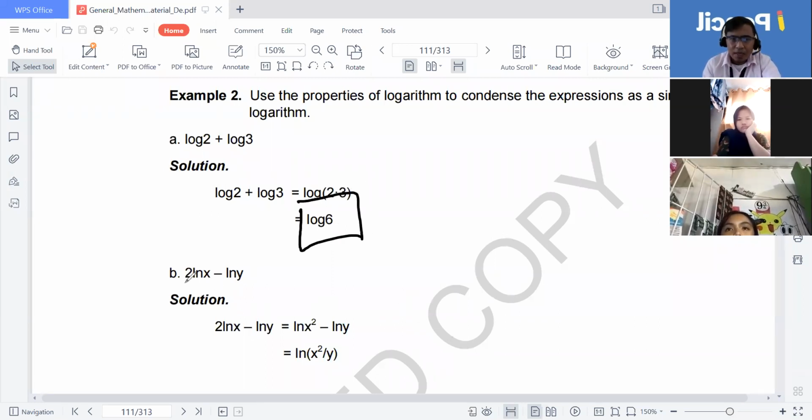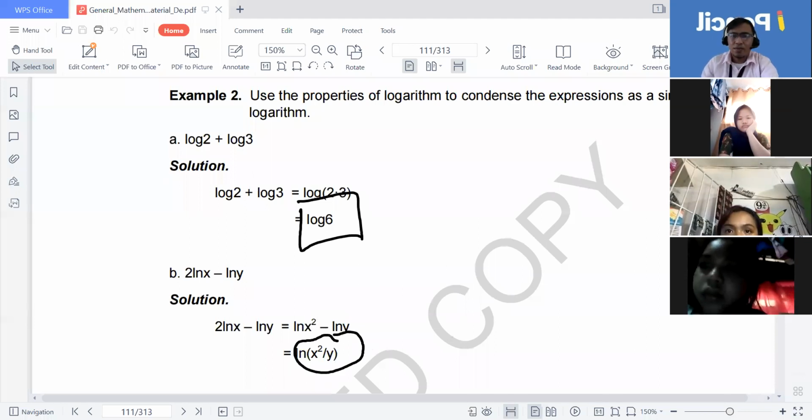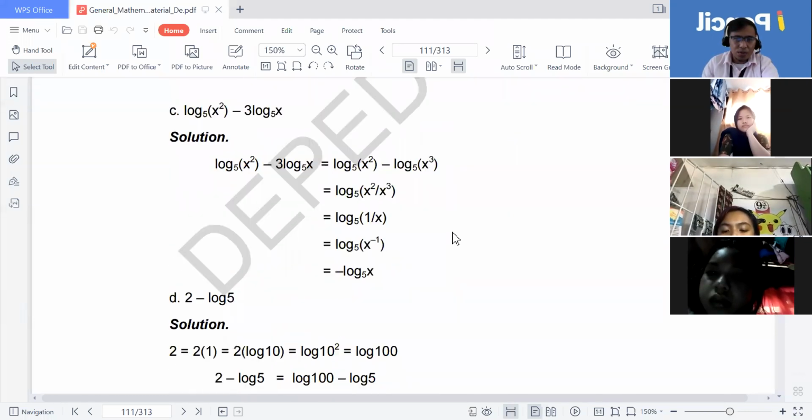Okay, just like here. 2 ln of x minus ln of y. What is the base here? This can be written as an exponent, right? So it will be ln of x squared minus ln of y. Okay, minus means it will be the quotient of these two. So if you combine it into a single logarithm, it will be ln of x squared over y. So that is now the answer. The other separate examples are below, in the exercises.